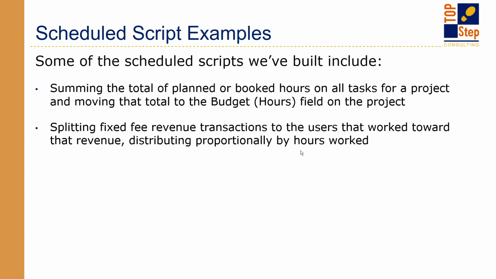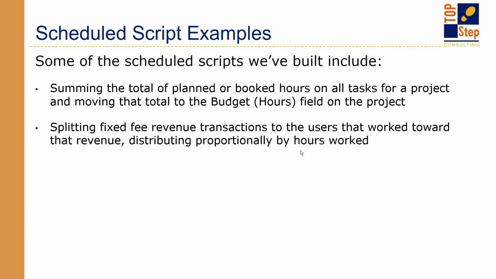This one is one of the more complex ones we've done, and I'd be willing to bet, I haven't looked to see who actually is on the phone right now, at least one of you has this in your implementation because we've put this in a number of instances. What this does is it's a script that takes a fixed fee revenue transaction, and if you've used those, you're aware that these are one value associated with one person or no people, depending on how you've got it configured. And it takes that fixed fee and divvies it up amongst the users that contributed to it. So you can do it on a time basis.